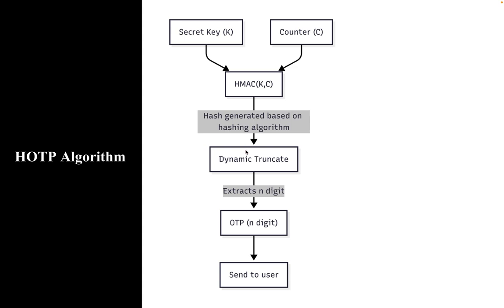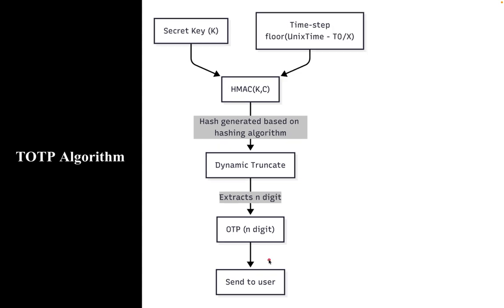So the dynamic truncate, the main responsibility of this is to reduce your 20 bytes of hash code into a 6 digit or whatever digit of OTP you require, and we get an OTP from the dynamic truncate and we send it to the user for the authentication. Same as for the TOTP, we almost have the same algorithm. Only difference is the timestamp.